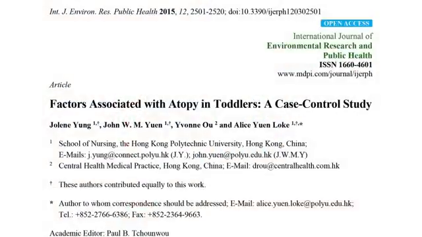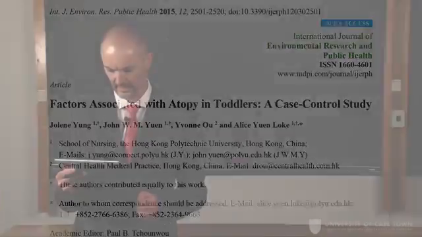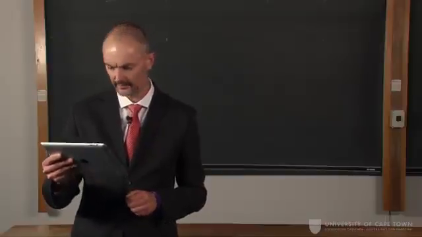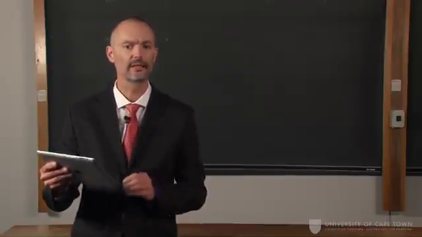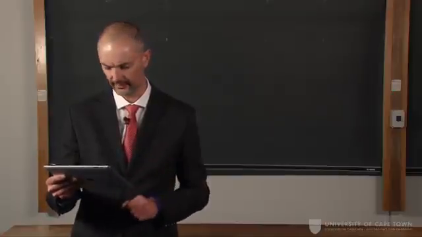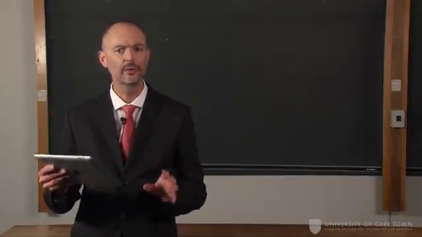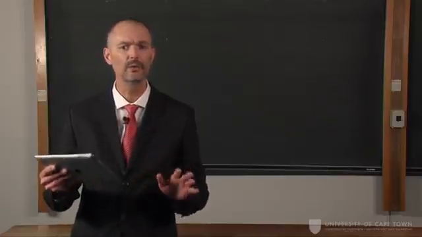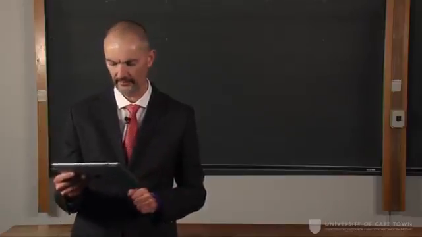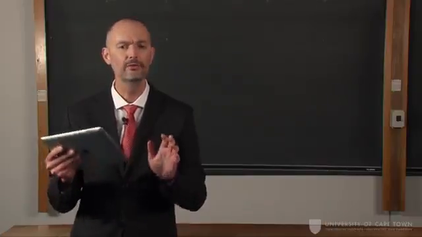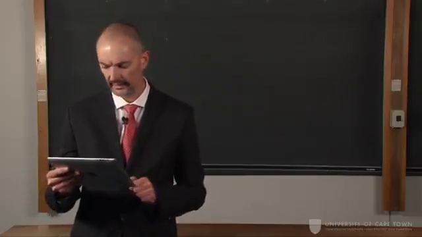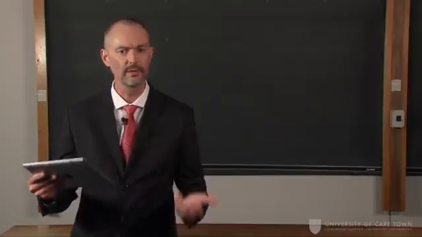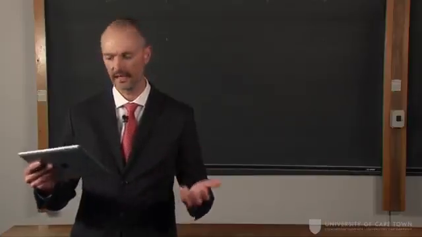Jung and colleagues looked at factors associated with atopic disease in toddlers. Now, that's allergic disease. The first sentence in the abstract says, in this case control study, so it's a beautiful example of a case control study. They selected 206 toddlers visiting a clinic, and they collected all sorts of data on a variety of variables. But they had two main groups. The case group was toddlers with atopic disease, and the control group was without atopic disease.